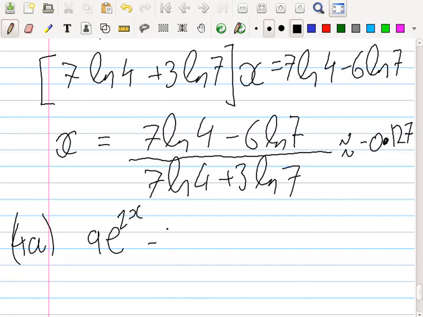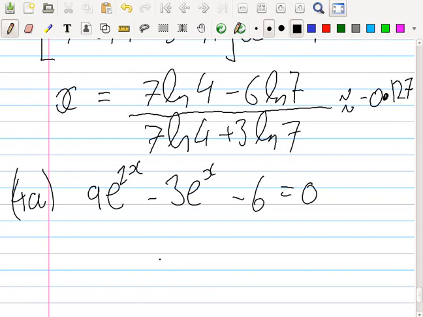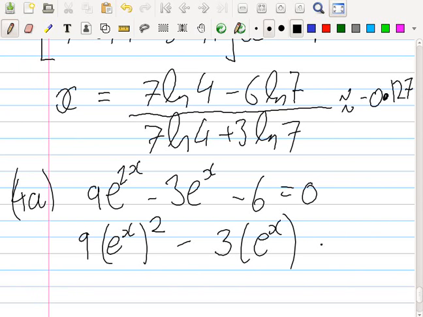9e^2x minus 3e^x minus 6 equals 0. Okay. Quadratic again. Slightly different though because you have this e in it. So here we get 9(e^x) squared, yes, minus 3e^x minus 6 equals 0. Do you see what I did there? All I did was replace e^2x with (e^x) squared.